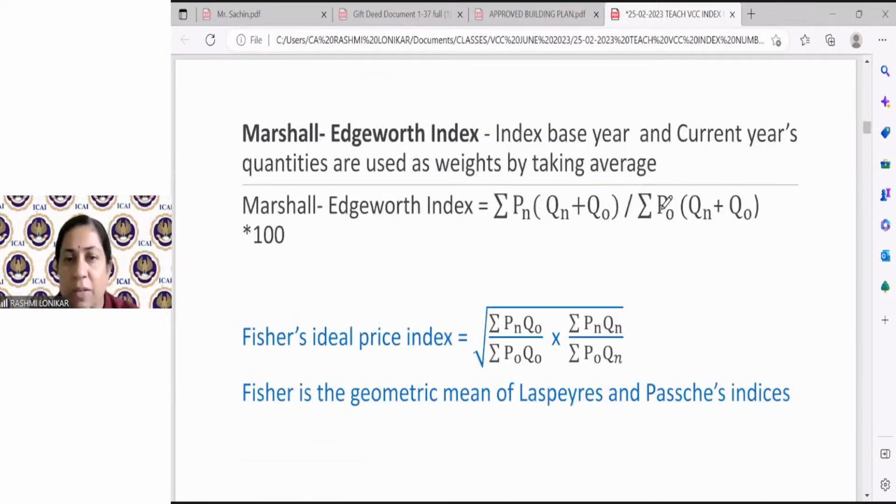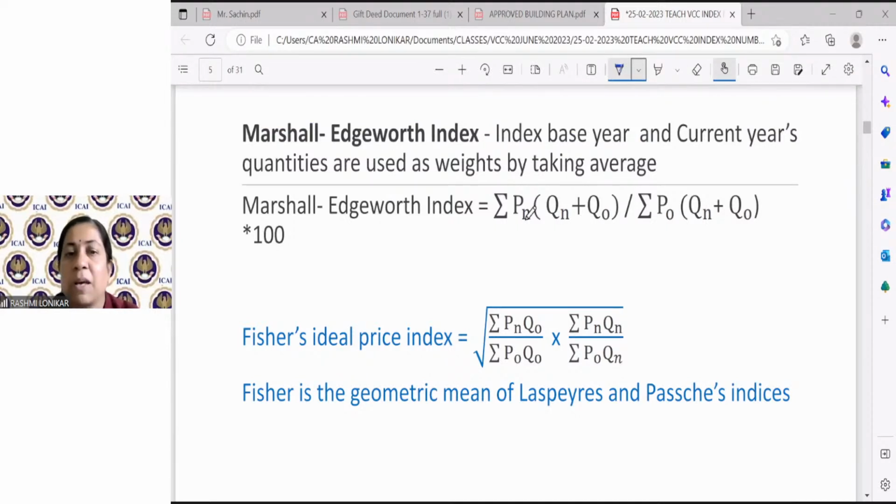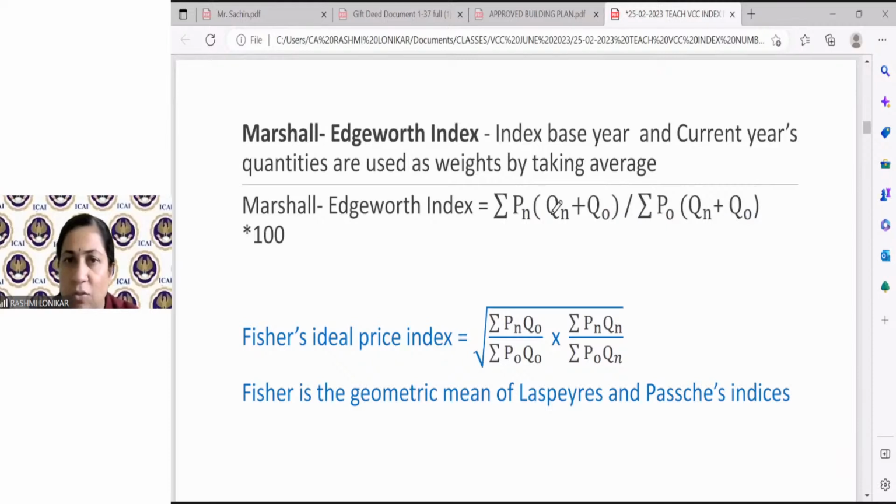And Marshall Edgeworth, we have done this, that it takes the average. So here we multiply the current year's price with the quantity, that is the average of the quantities of the base year and the current year, divided by the base year price into the average of the quantities of the current and base year. So Fisher's ideal price index is square root of ΣPnQ0 ... So this is equal to square root of L into P. Okay. So it is square root of L into P.